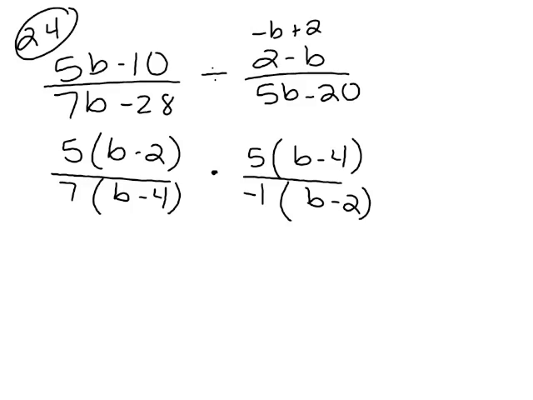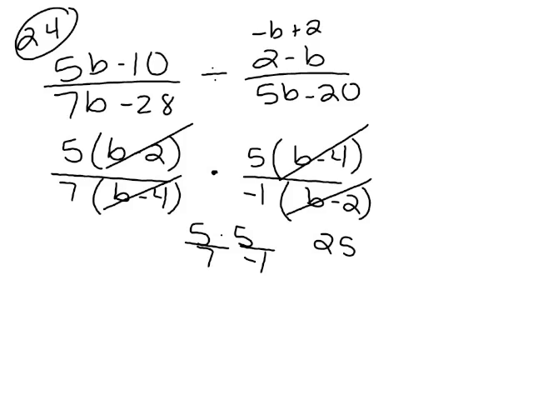Okay, where can I cancel? B minus 2, b minus 4. So what am I left with? 5 times 5 on top over 7 times negative 1 on bottom. So it's just multiplying fractions, so just go straight across. So 5 times 5, 25, negative 1 times 7, negative 7.